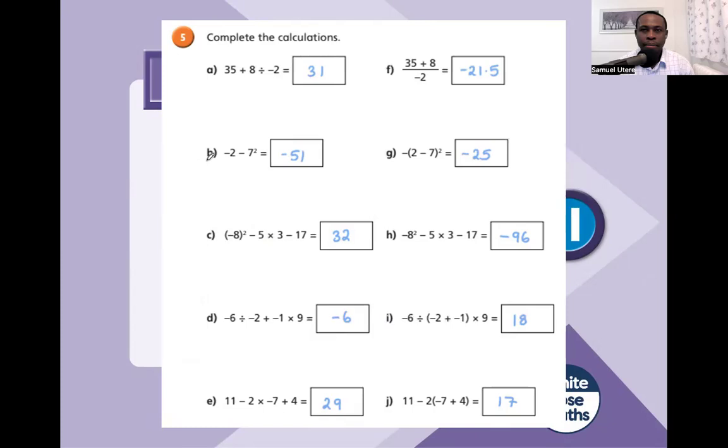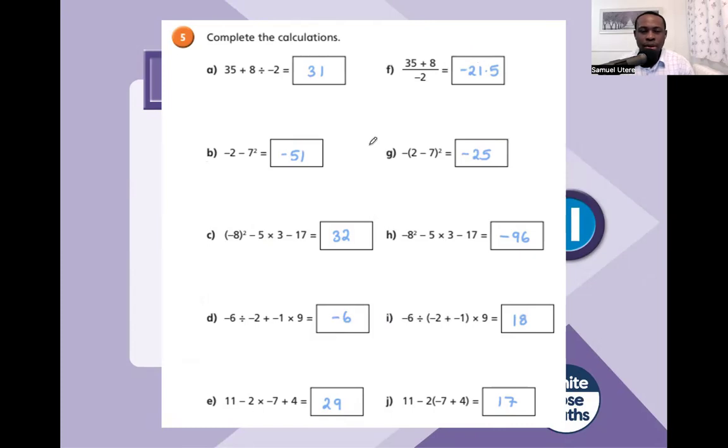So here you can see the division, so I'll comment on this. You can see that here is 35 add 8 first before it was divided by 2. 35 add 8 is 43. And then when you divide by -2, you have -21. So mark your work and celebrate your success.